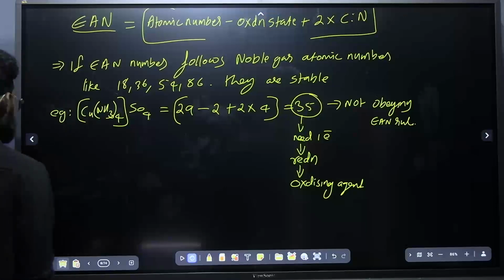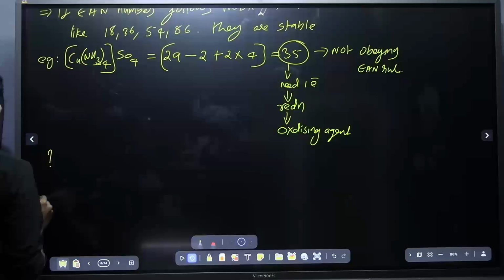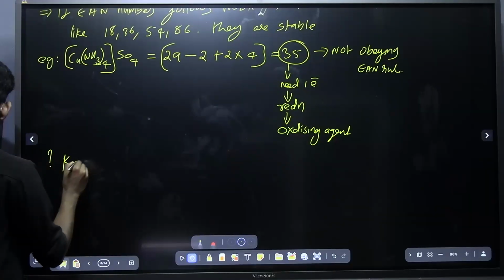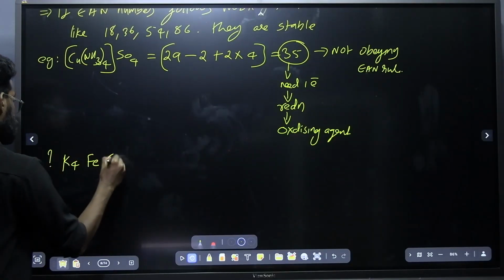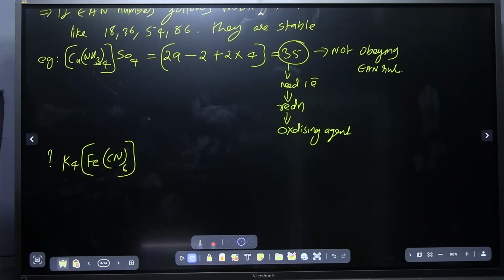Yes. One more example I can give you, and you can tell me whether it is following EAN rule or not. K4[Fe(CN)6]. Find out whether it is following EAN rule or not.